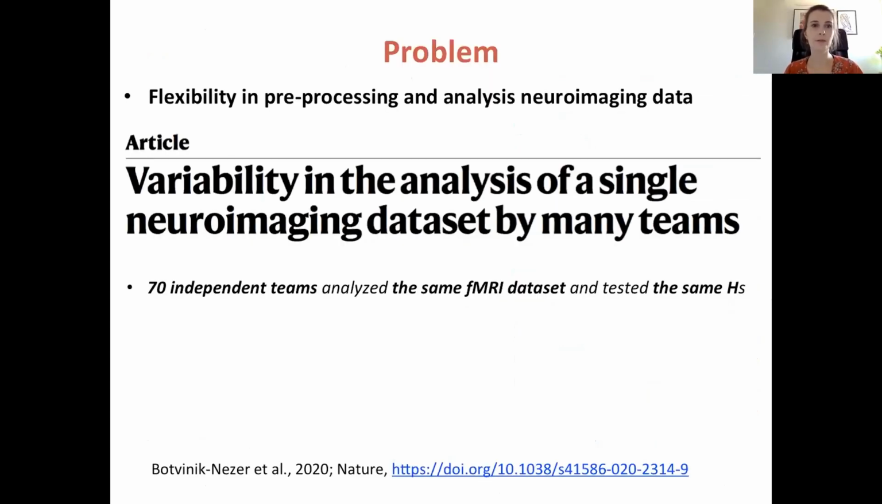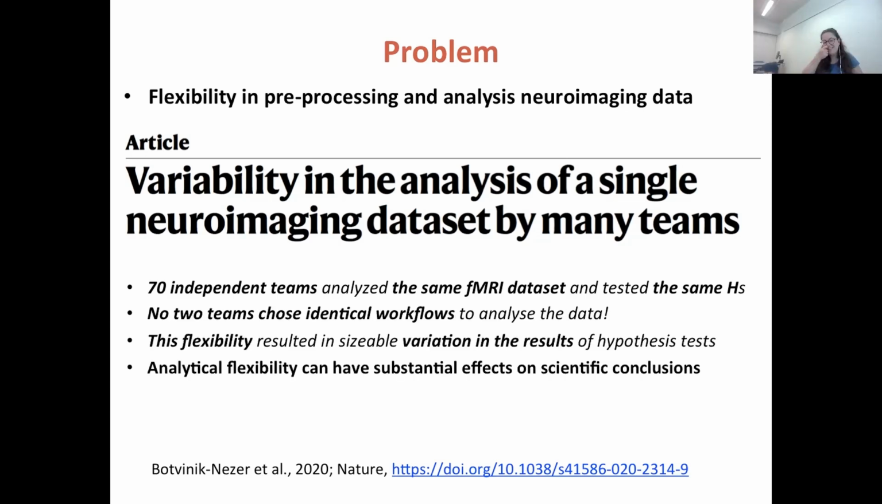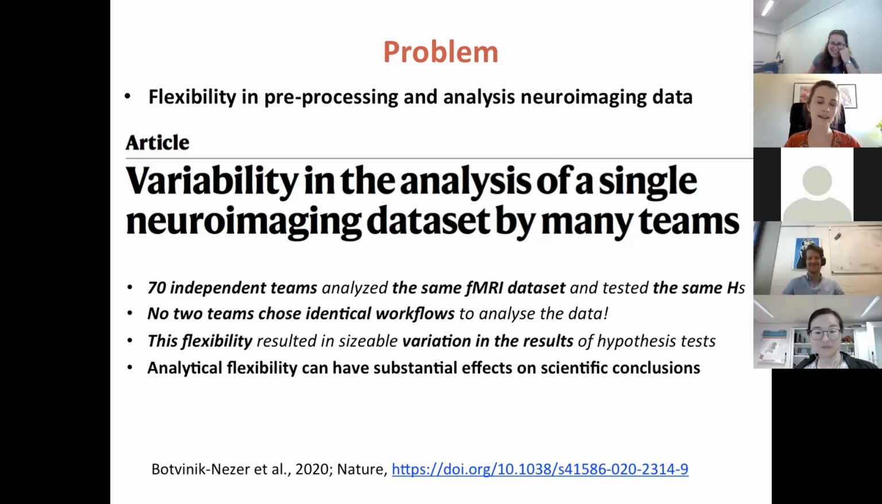It could lead to flexibility in the pre-processing and analysis of neuroimaging data. Recently, research was published on exactly this topic, which illustrates the problem. It involved over 70 independent teams who analyzed exactly the same fMRI data sets and tested exactly the same hypothesis. Maybe you would guess how many of those teams applied the same analytical workflow and found the same results. What would be your guess? Maybe 1, 2? Yeah, I see Sander shows exactly 0. So unfortunately, no two teams chose exactly the same workflow to analyze their data.